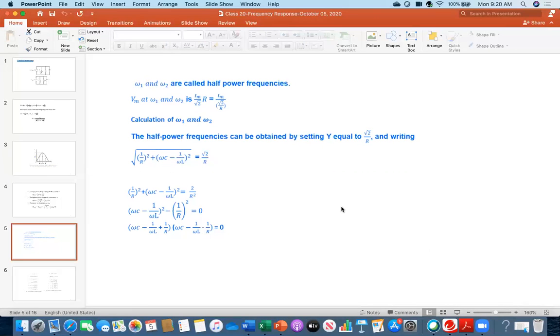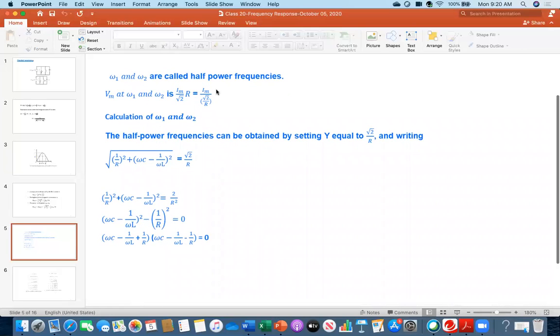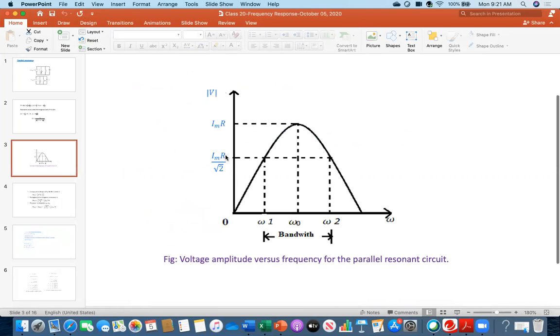Moving forward, we said that omega 1 and omega 2 are called the half power frequencies. Likewise, as we did in the last class, we want to calculate those two half power frequencies, omega 1 and omega 2. Therefore, Vm at omega 1 and omega 2 is Im R by root 2. In other words, we can say Im over root 2 by R. I'm talking about this point, so this is Im over root 2 over R.